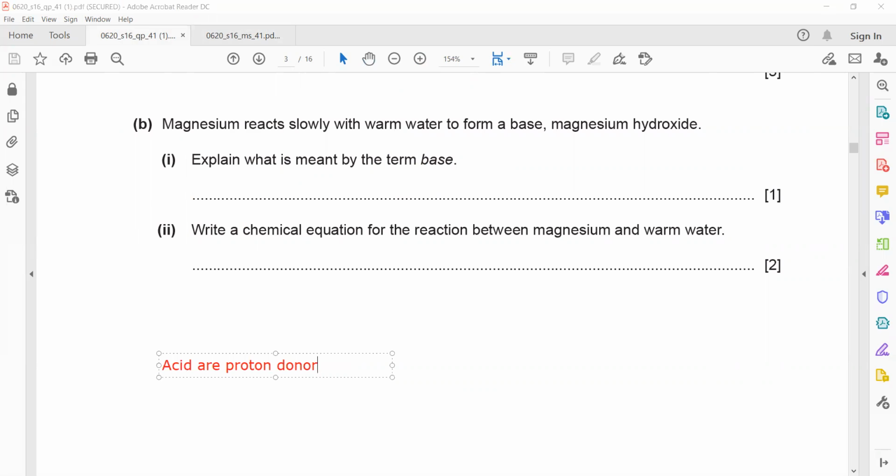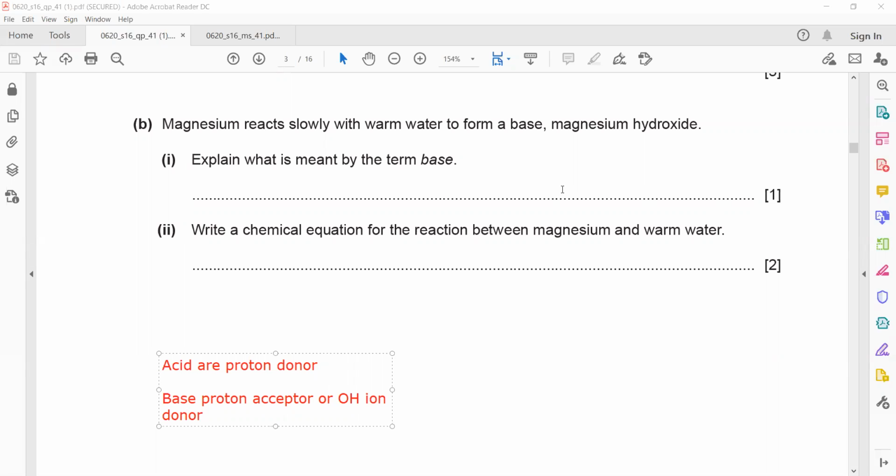And what is the definition of base? Proton acceptor or OH ion donor. So either they donate OH ion or they accept proton. So a base is a substance which donates OH ion or accepts proton.